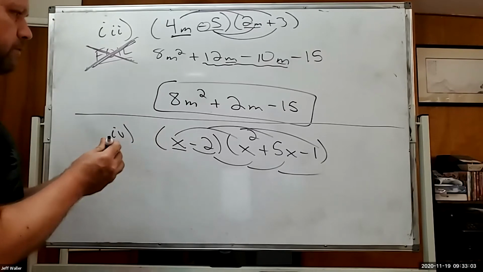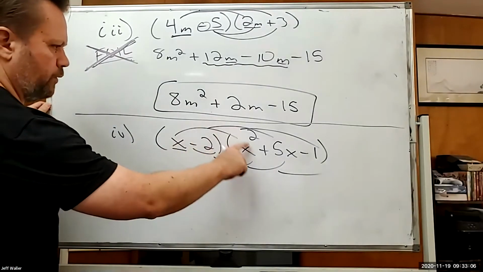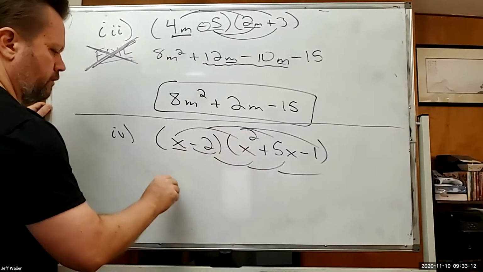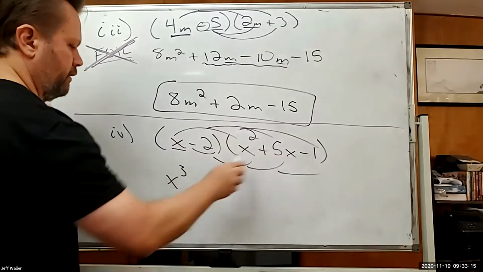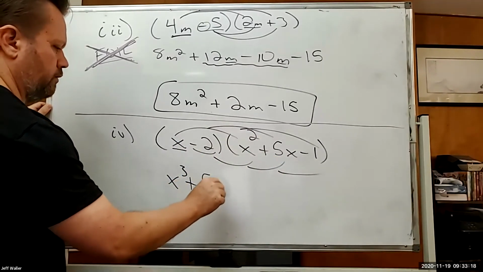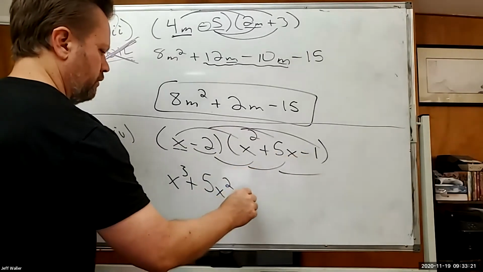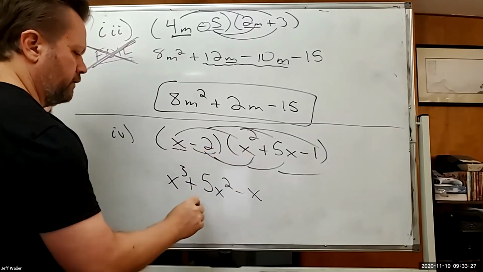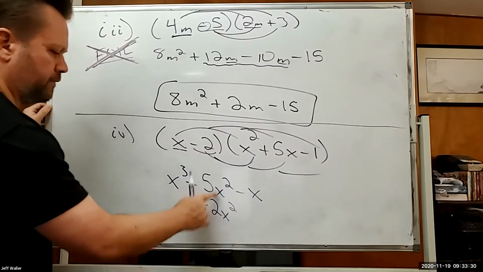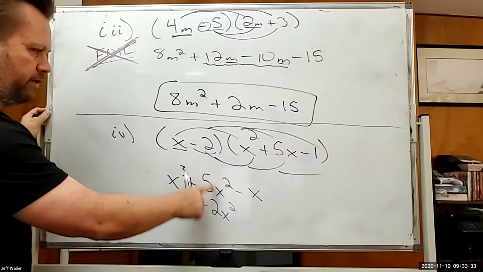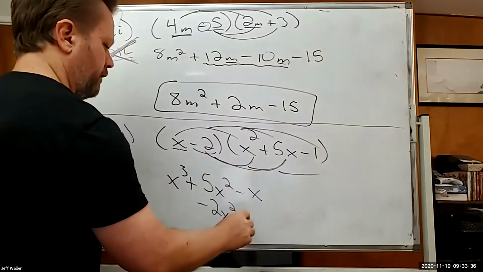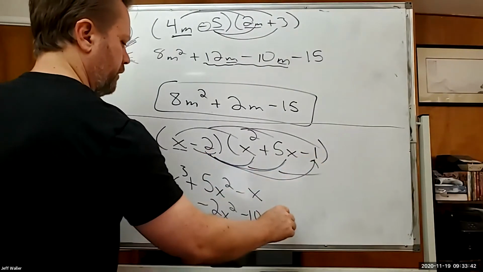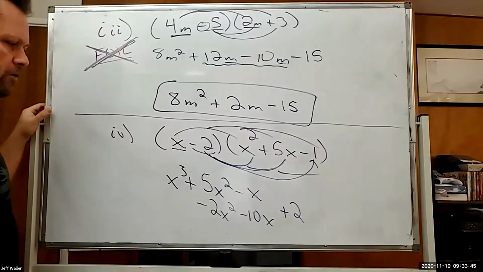All right, let me try to catch up to you guys. So what's x times x squared? X cubed. And then x times 5x, 5x squared, and then x times -1, negative x. And here's something I like to do. -2 times x squared is -2x squared. I'll line it up. You don't have to do this, but I can line up my like terms. -2 times 5x, -10x. -2 times -1 is +2. Poor little dude. It's got nobody to go with.